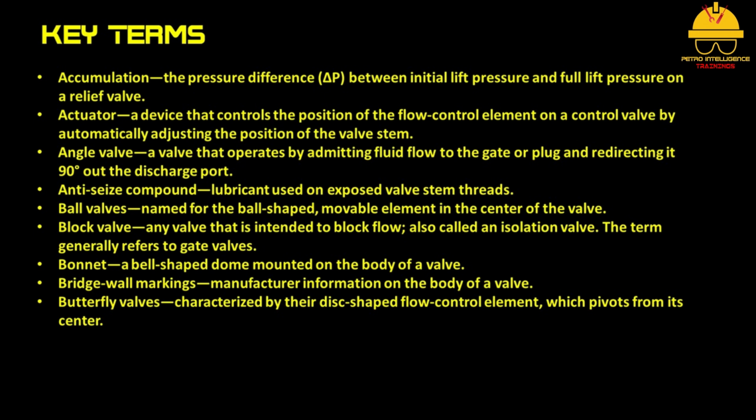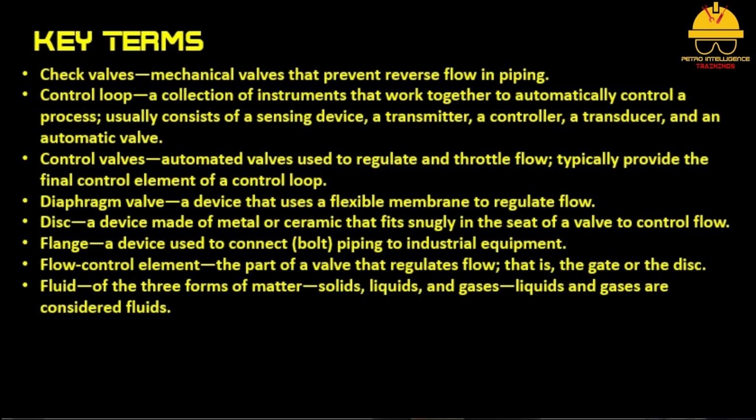Butterfly valves are characterized by their disc-shaped flow control element, which pivots from its center. Check valves are mechanical valves that prevent reverse flow in piping. Control loop is a collection of instruments that work together to automatically control a process, usually consists of a sensing device, a transmitter, a controller, a transducer, and an automatic valve. Control valve is an automated valve used to regulate and throttle flow, typically providing the final control element of a control loop. Diaphragm valve is a device that uses a flexible membrane to regulate flow.